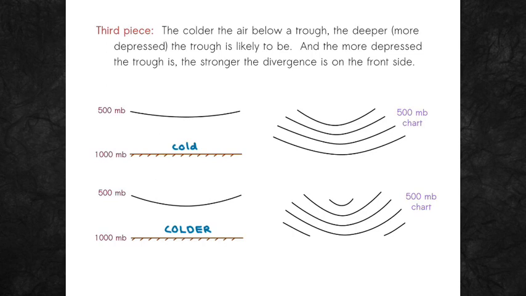And now the last piece of this, which I don't actually have written on here, I probably should have, but I do have it noted up here, is that the stronger the trough is, the more divergence you have. You'll recall that on the front side of the trough here, we have divergence. And the stronger the trough is, the more divergence you get. That should make sense, right? I mean, the divergence is associated with the trough. So the stronger the trough is, the more divergence you get here on the front side of the trough.